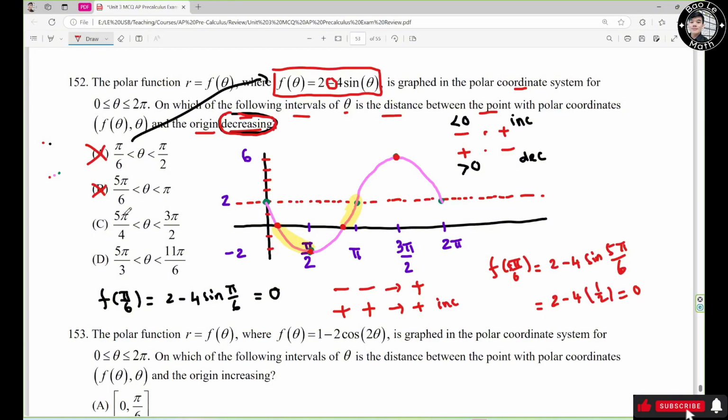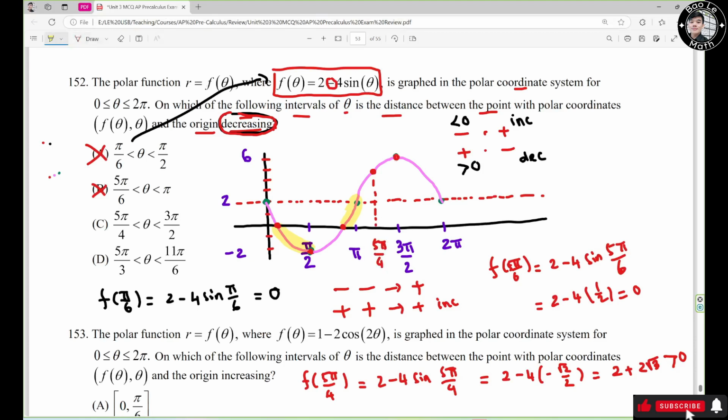Now choice C, 5 pi over 4 to 3 pi over 2. We don't see 5 pi over 4 here, so we need to calculate f of 5 pi over 4 to see where it is. It's 2 minus 4 times sine of 5 pi over 4. Sine of 5 pi over 4 equals negative root 2 over 2, so it's 2 minus 4 times negative root 2 over 2. If you simplify this, it's going to be 2 plus 2 root 3. So it's positive, and if it's positive, it should be above the axis. So it's somewhere here between pi and 3 pi over 2, in the middle. This one is 5 pi over 4.